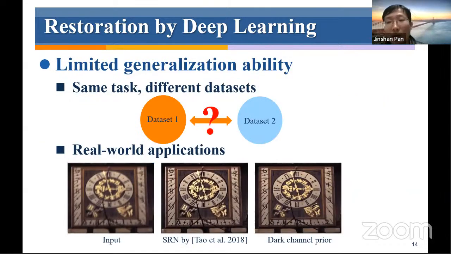For example, when we use deep learning to solve image restoration, the networks trained on dataset 1 may not generalize well on dataset 2 for the same task. And in addition, the generalization ability on real-world applications is not good compared to the handcrafted prior-based methods. As in this case, for blind image deblurring, the deep learning-based methods do not always perform better than the handcrafted prior-based methods.